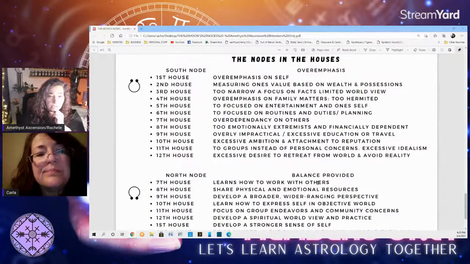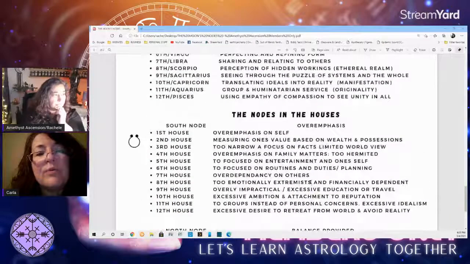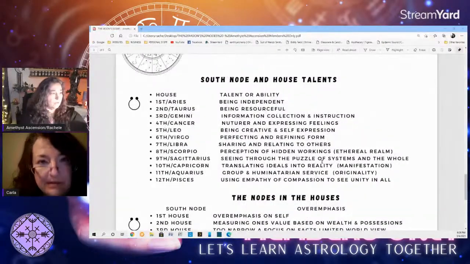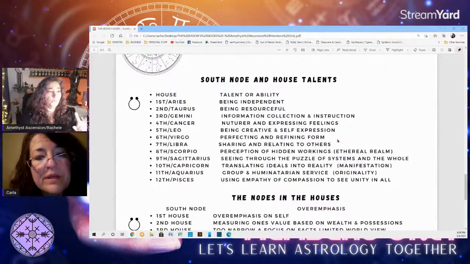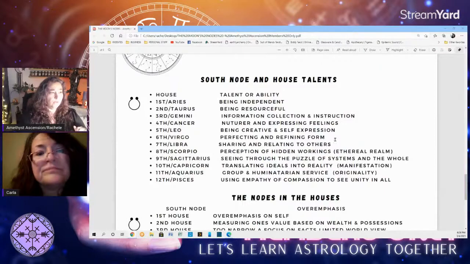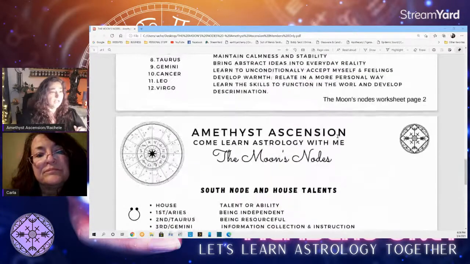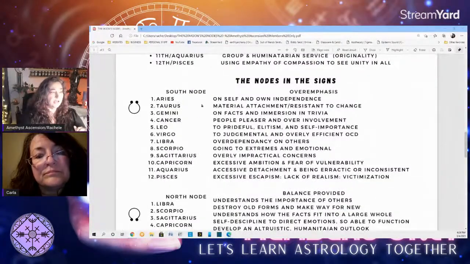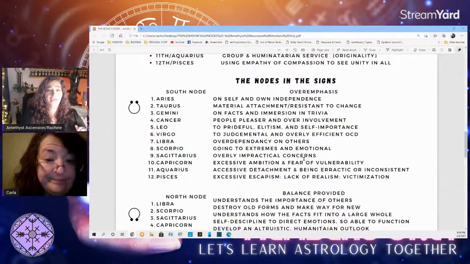Just as my south node would be Virgo, because that's the opposite of Pisces, right? So perfecting and refining form in the sign. Let's see what it says in the sign of Virgo. Too judgmental and overly efficient. OCD. Can you find yourself like that? Yes. Yeah.